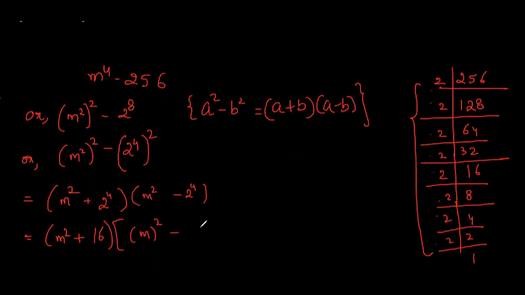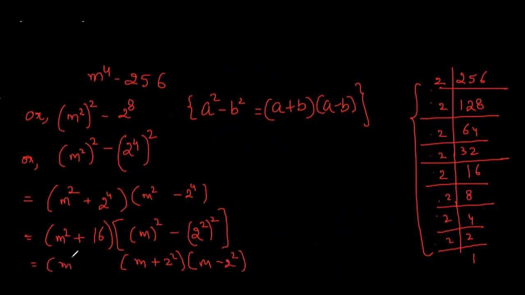Sir, 16. No, I don't want to write 16. I want to write in square form. Sir, 2 power 2 is 2 to the whole square. So this becomes a square minus b square. Hence, it will be a plus b, a minus b. And this part is the same as it is. So my final answer would be m square plus 16, m plus 4, 2 square is 4, m minus 4.